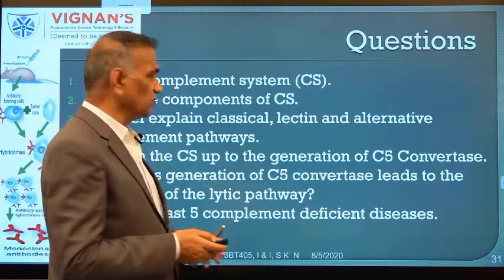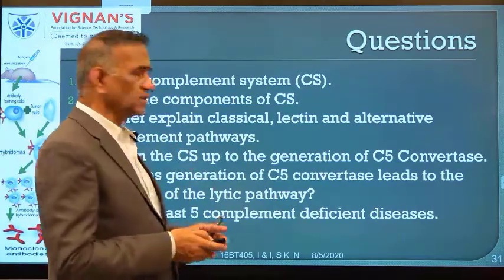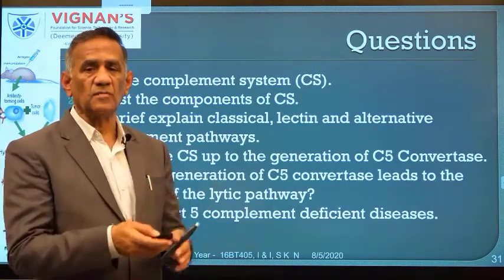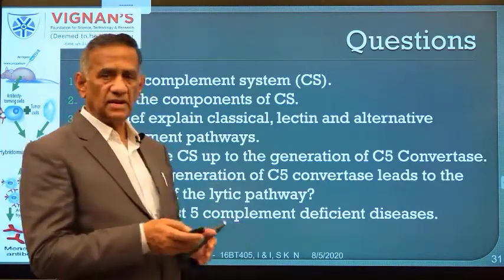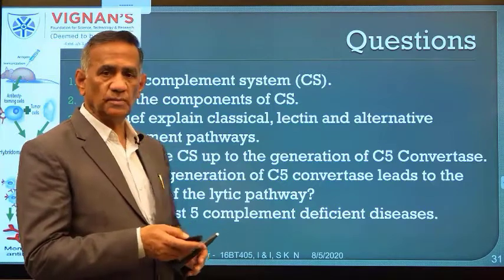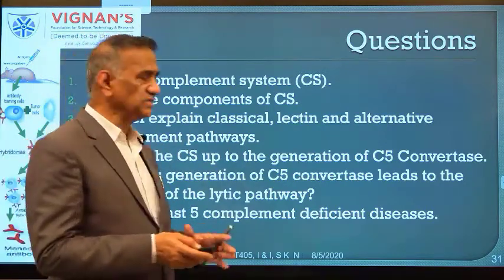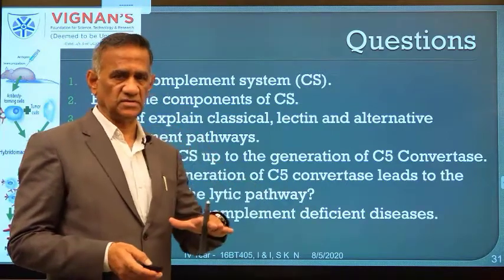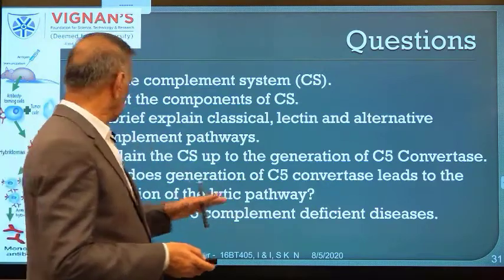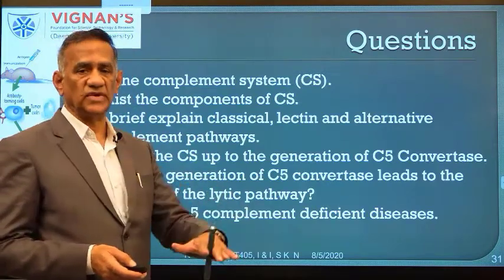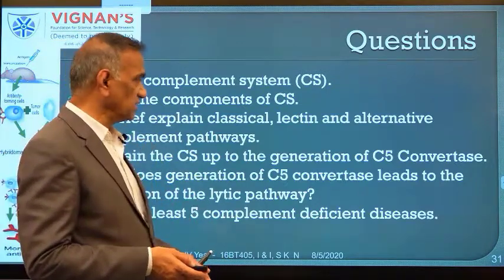The first one is define the complement system and enlist the components of the complement system. The third, in brief, explain the classical, lectin and alternative pathways, and explain the complement system up to the generation of C5 convertase. The next, how does the generation of C5 convertase lead to activation of the lytic pathway. The last one is enlist at least 5 complement deficiency diseases.